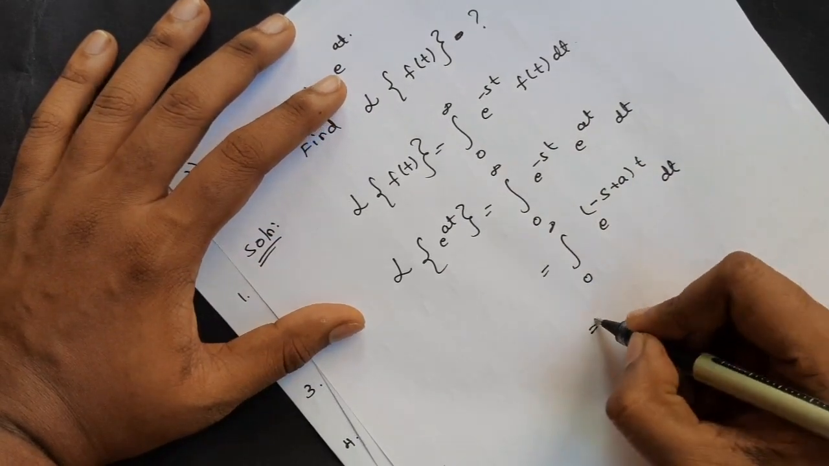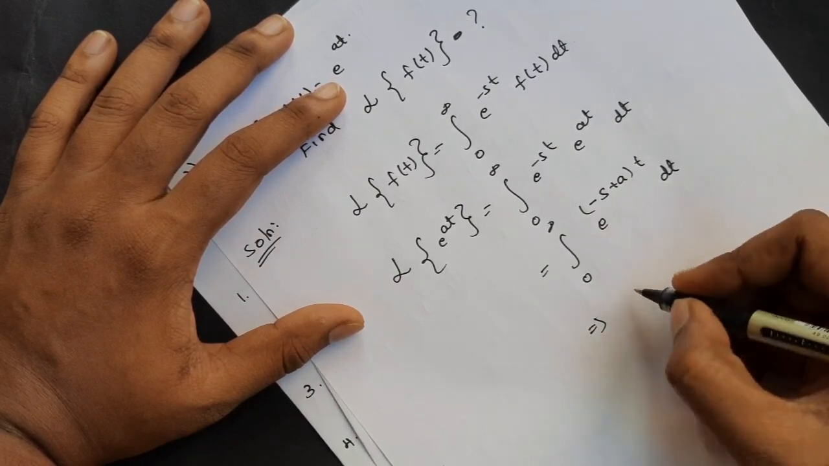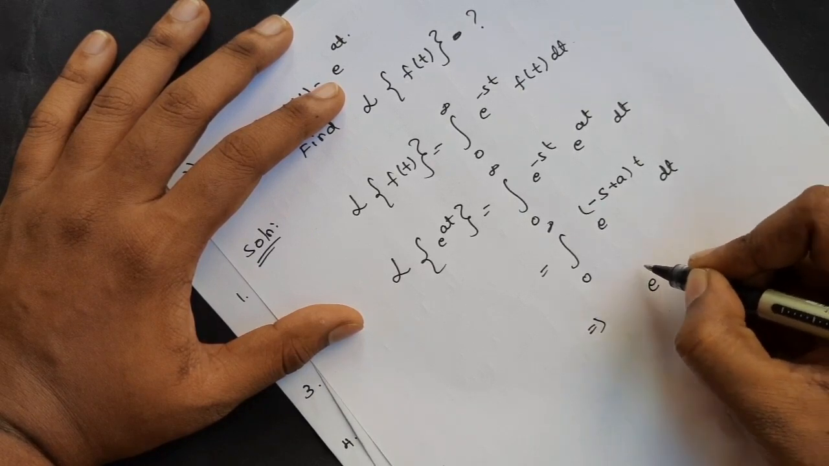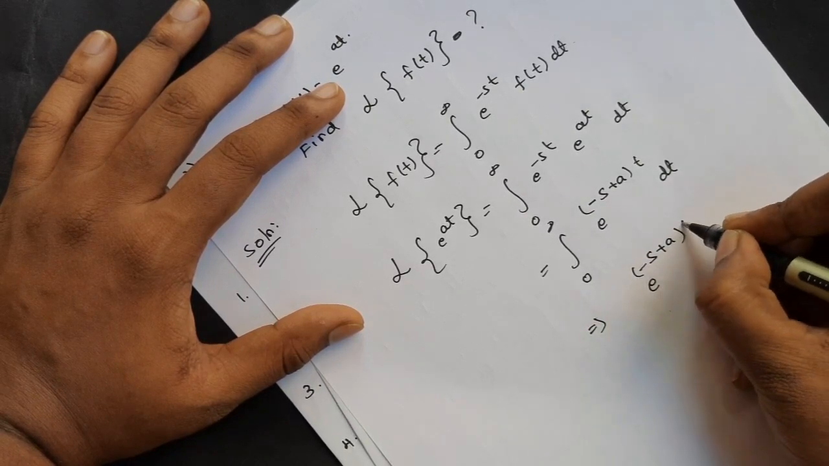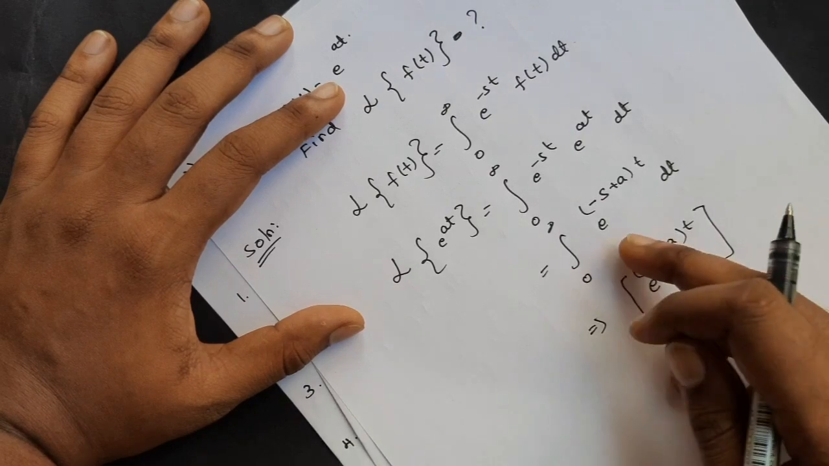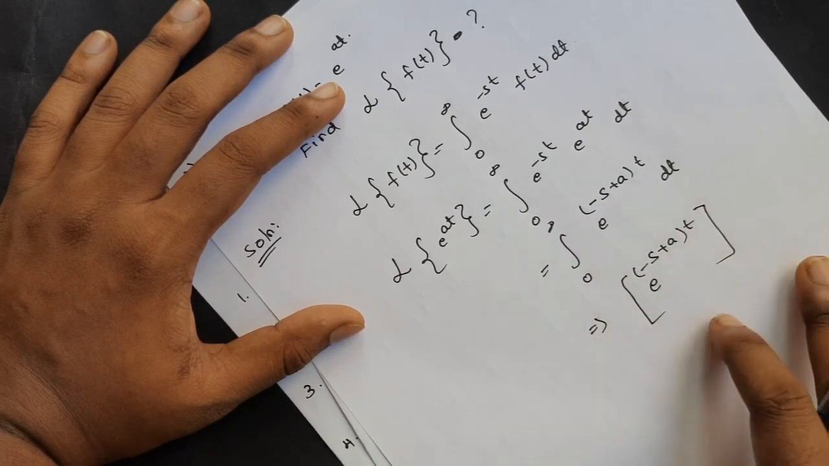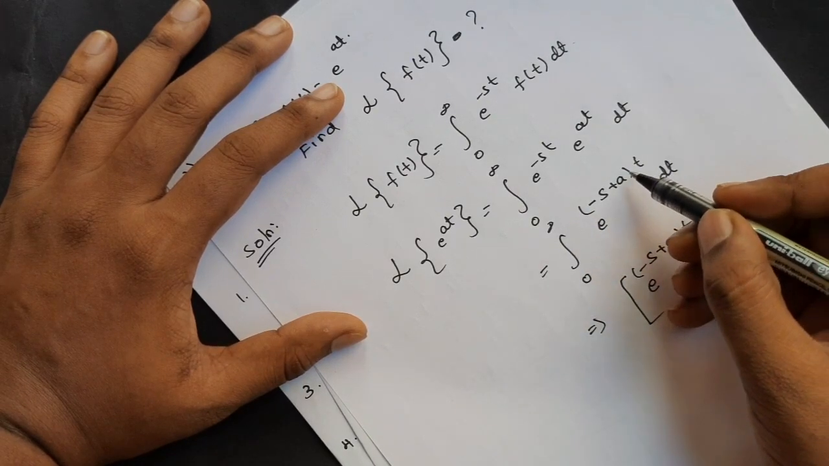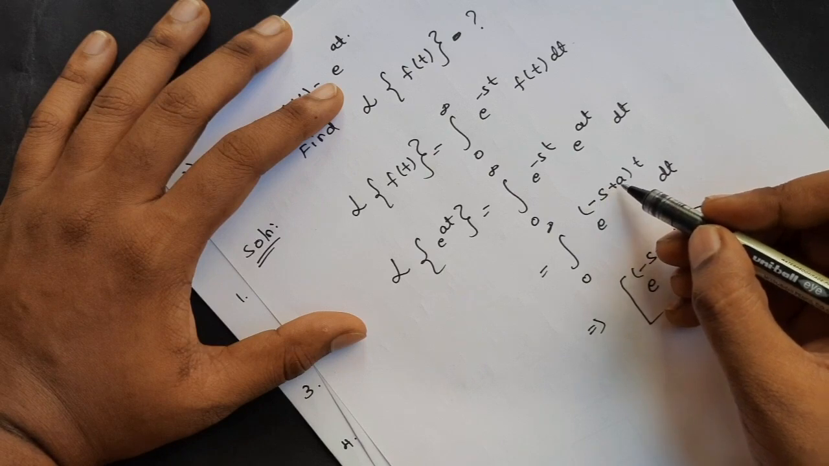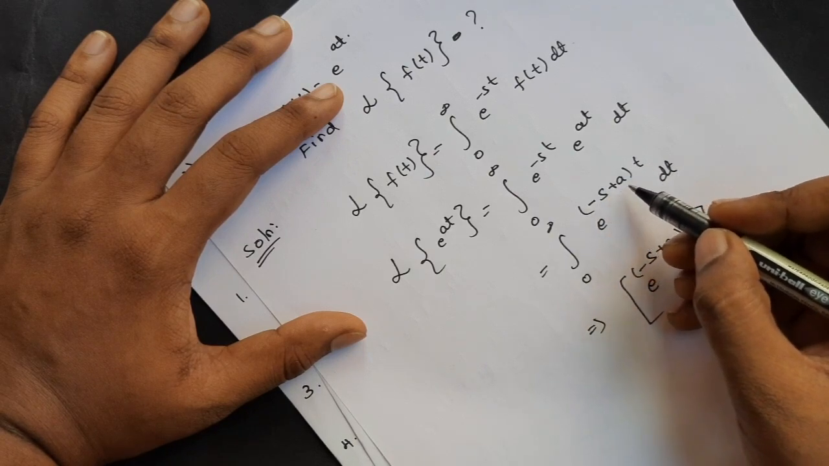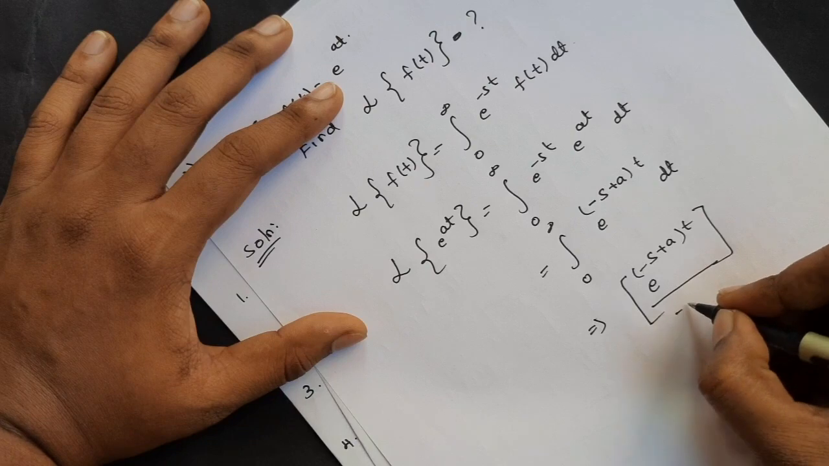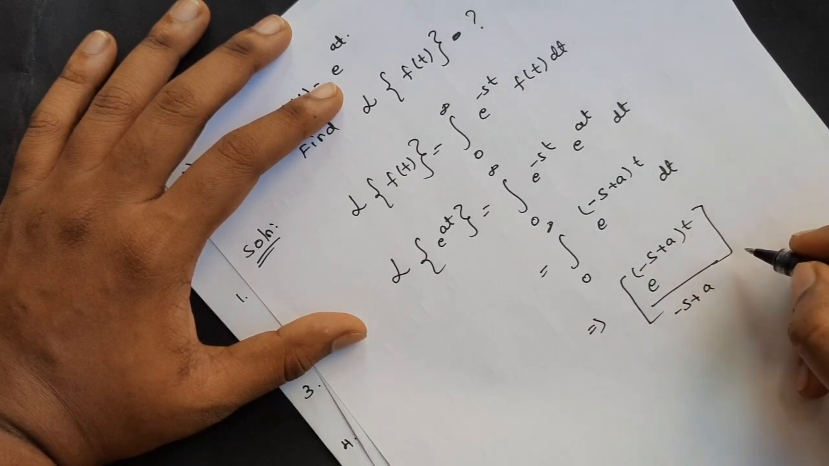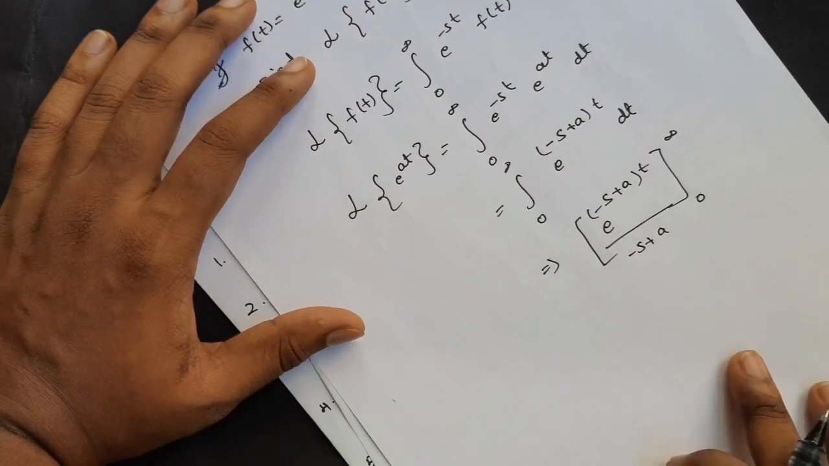Now I'm going to integrate this function, right? So it's like e power x, right guys? E power x integration is e power x. But in the place of x we have minus s plus a into t, so I have to differentiate this function again. If I differentiate with respect to t, I will get minus s plus a only. So I have to put this minus s plus a upon this e power minus s plus a into t. Okay, so it's 0 to infinity limit.